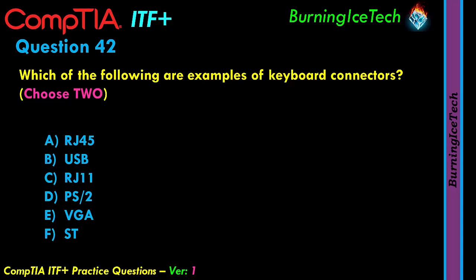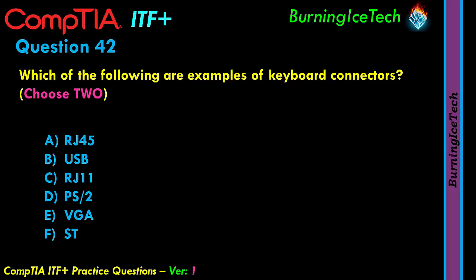So answer A, RJ45. Folks, that's a connector we normally use for network cables, for Cat5, Cat6, Cat7 and 8, so on and so forth. That's a network cable connector. It's got nothing to do with keyboards. B, USB. Yes, most of the modern keyboards these days use a USB connector. It doesn't matter whether your keyboard's got a cable, that cable will probably be USB, or whether it's wireless, because that wireless transceiver is also USB usually. So one of the answers I think is going to be B.